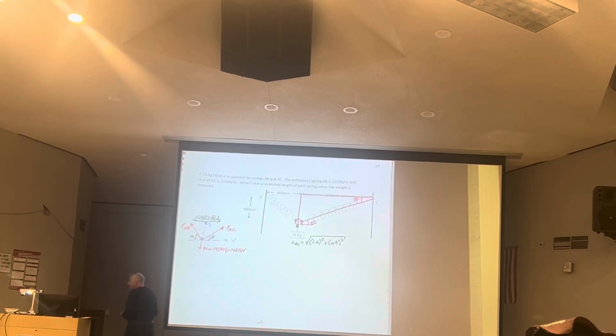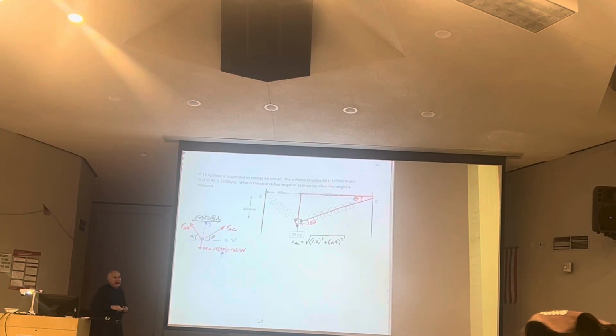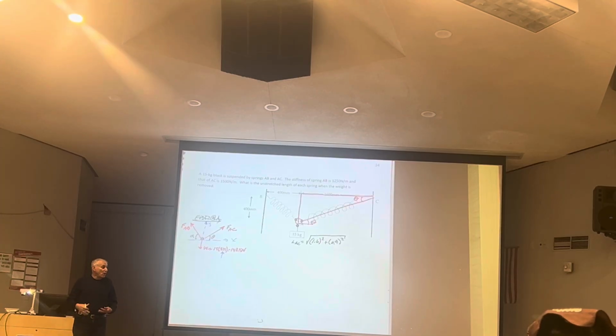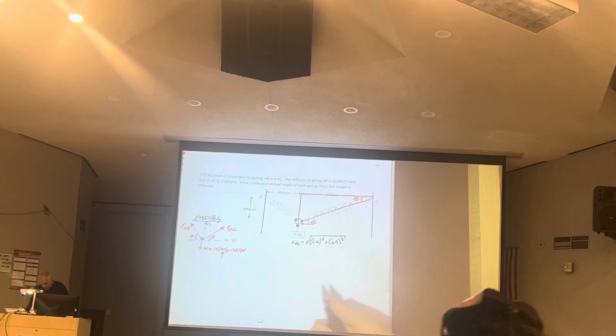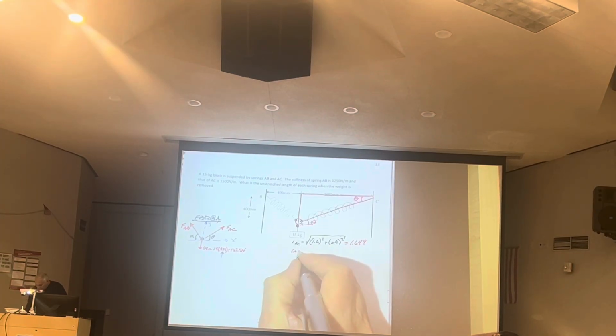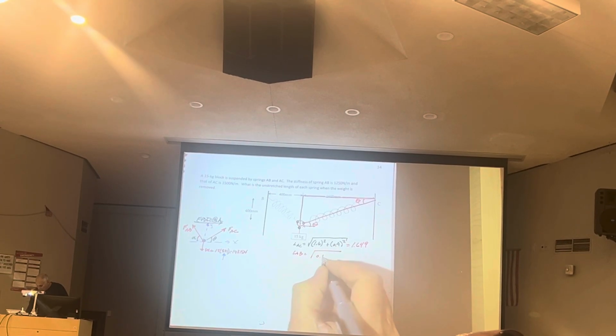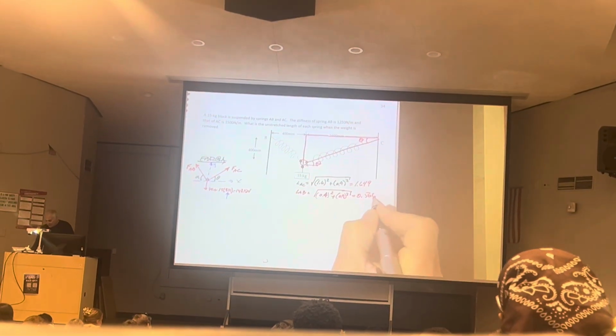Not only that, what's this guy in? 9.8 meters per second squared. So if I don't convert, I'm going to have mixed units. Pay attention to details. So this is going to give me 1.649. LAB is going to give me square root of 0.4 quantity squared plus 0.4 quantity squared. Square root of that gives me 0.566.